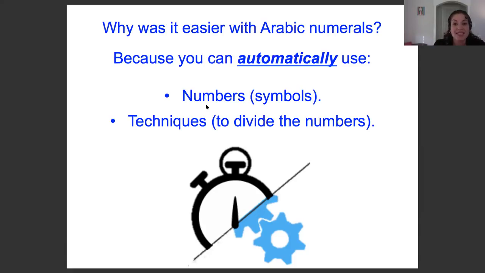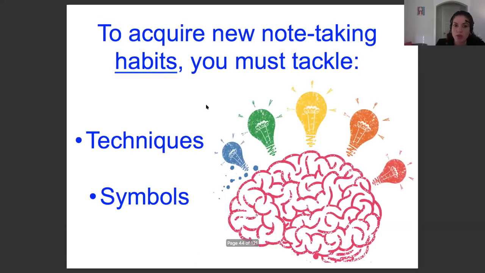So when you're taking down numbers and you're not using Arabic numbers, you're forcing your brain to say, how do I write this? How do I write that? Do I use a letter? How do I do this? And you also can't listen and you can't really retain the information because you're too preoccupied with the note-taking. So that's why it's so important for you to tackle those two fronts.